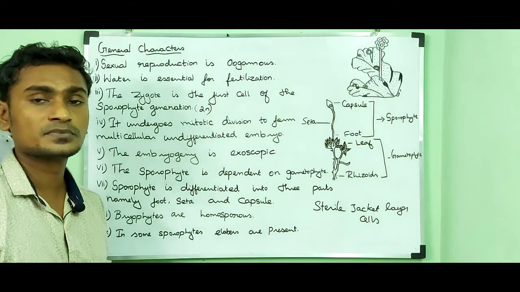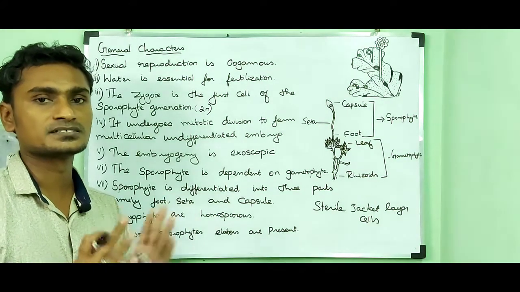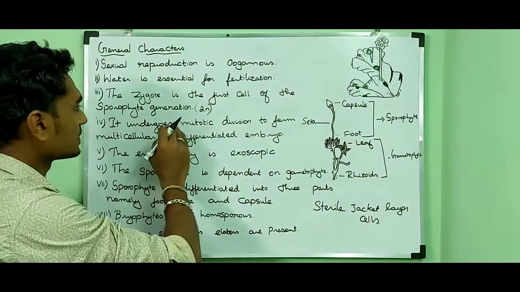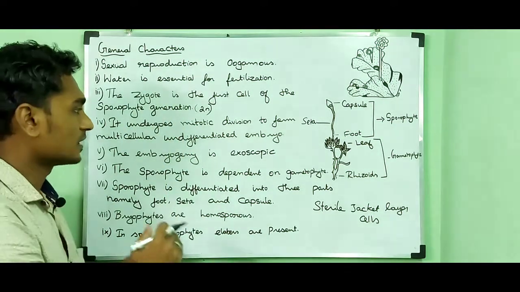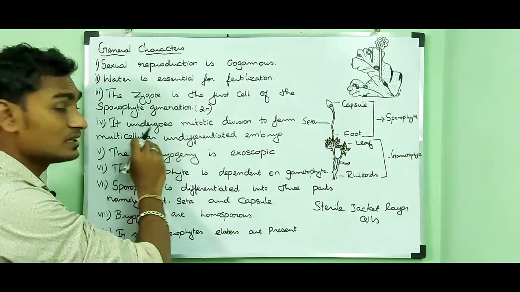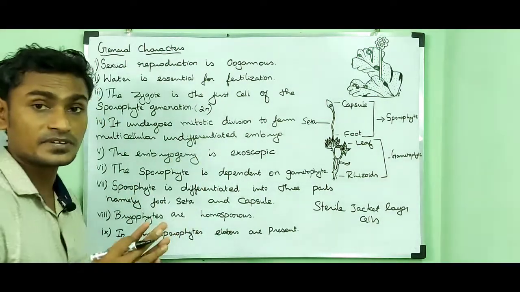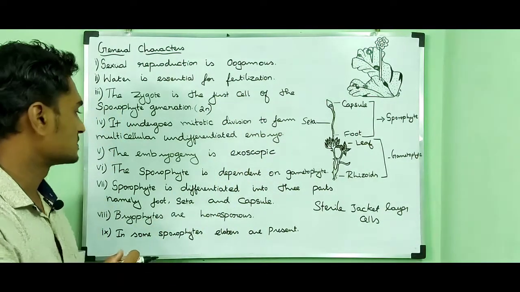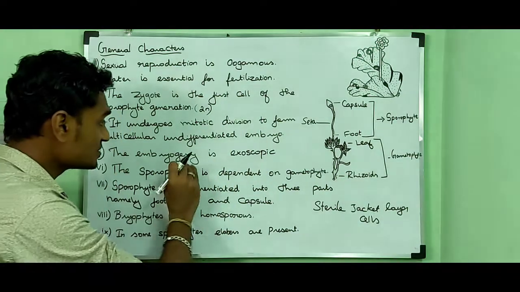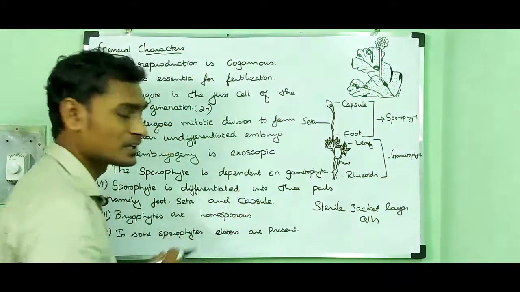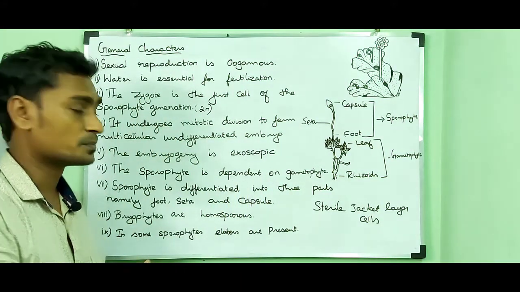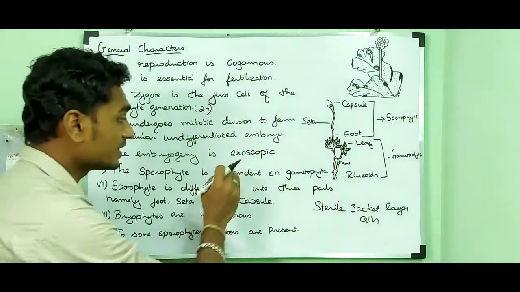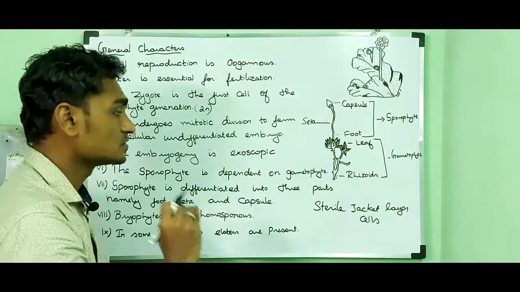And what does the zygote do? It enters mitotic cell division, multiplying cells. So what do we get? A multicellular undifferentiated embryo. Okay? Then the embryogeny is exoscopic. Embryogeny means the production of embryo, and they have mentioned the term exoscopic.